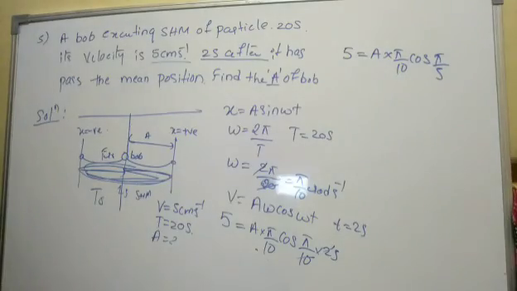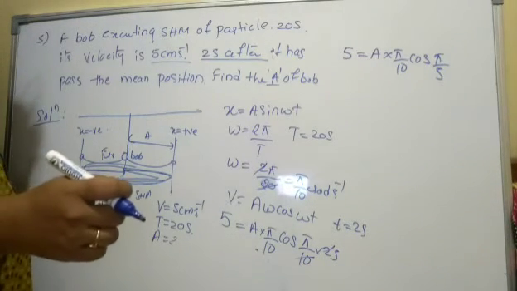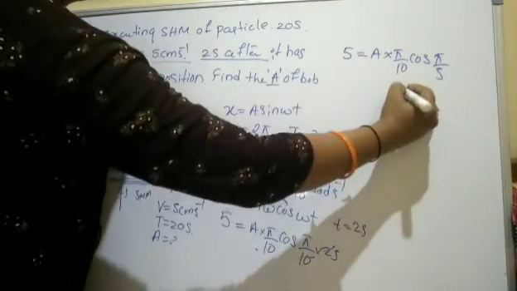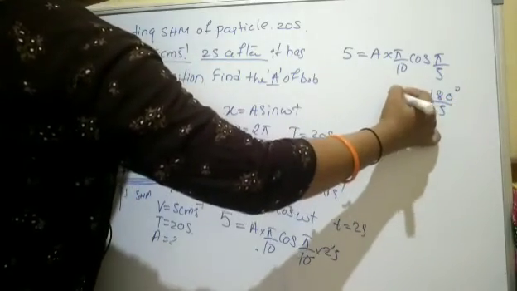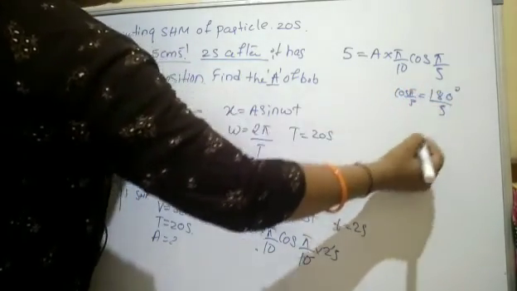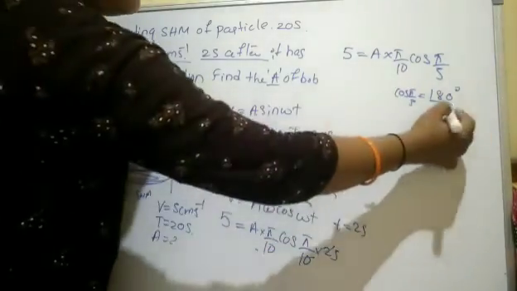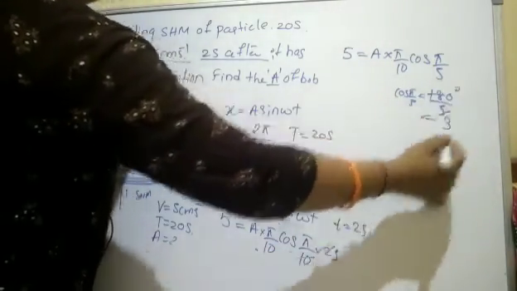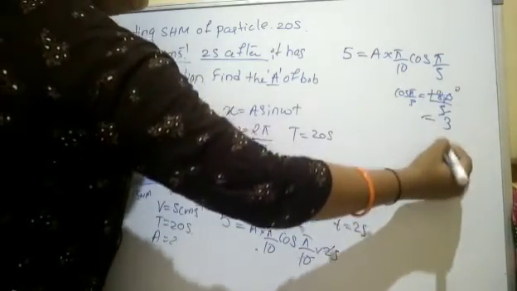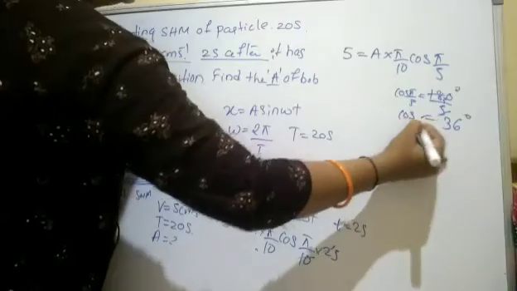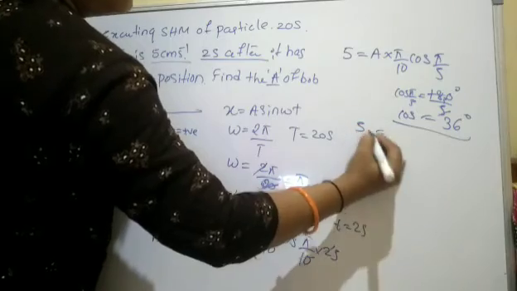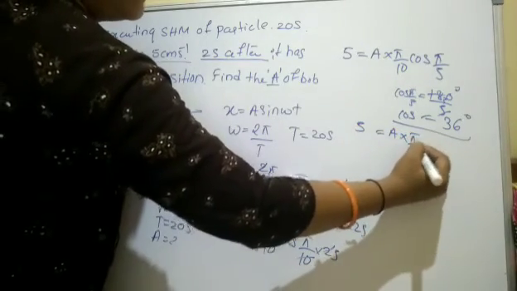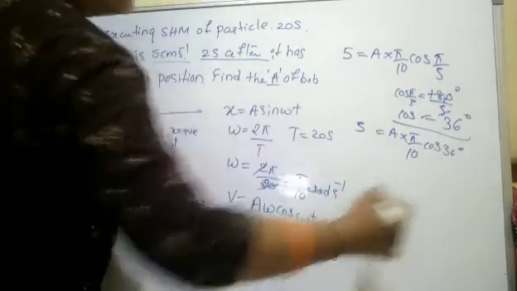We got cos pi by 5 here. Let us cross check. Pi is 180, so 180 by 5: 5 threes are 15, 16, 17, 18, so 36. So cos 36 degree is what we are getting, that is pi by 5 here. That means 5 is equal to a into pi by 10 cos 36 degree.